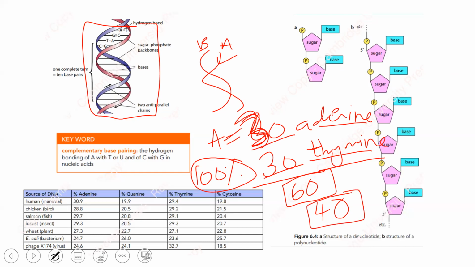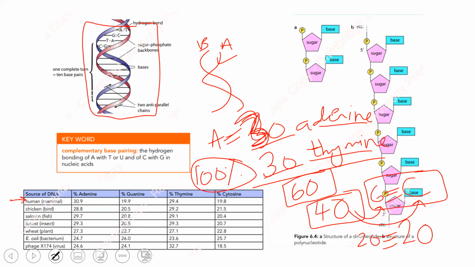Now this 40% is going to be both G and C, right? So how many of this will be G and how many of this will be C? 20-20 each. Very easy, because these 20 have to bond to these 20, right? And this table tells you exactly that.